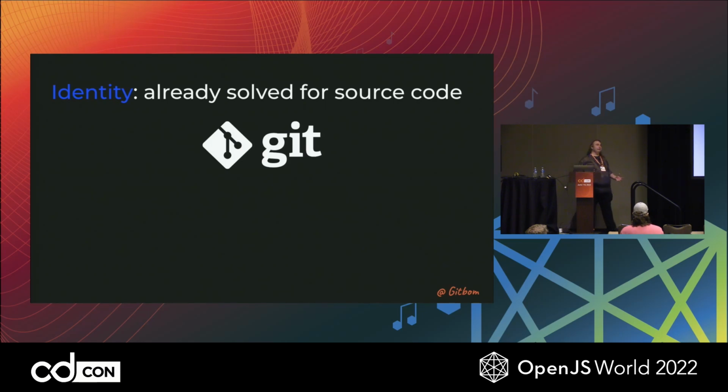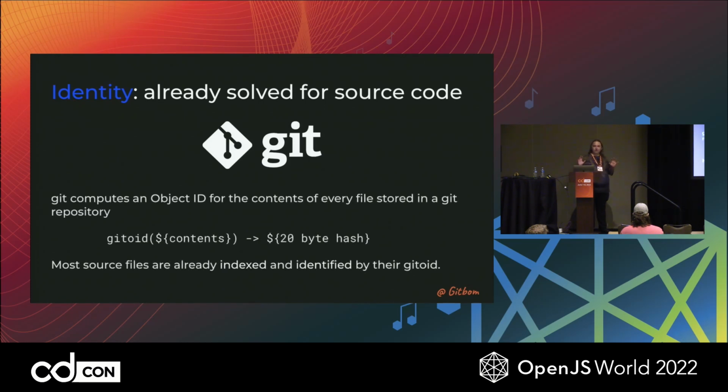So the good news with an identity is this is already completely solved by Git, right? Git has already solved the problem of identity for arrays of bytes for source code files. So Git computes an object ID for the contents of every file that it stores in a Git repository, takes the contents, not the file name, not the location, the actual array of bytes, kicks out a 20-byte hash, and most of the source code files that you care about in the world today are already being indexed by Git in a repository somewhere. So we've already indexed the vast majority of the most interesting artifacts in the system.